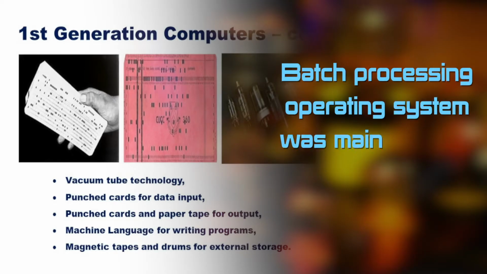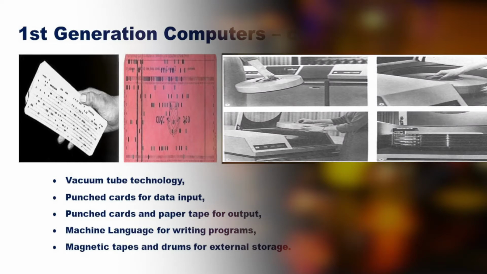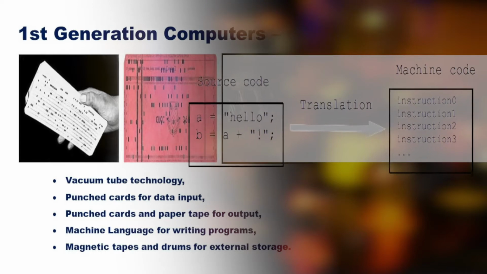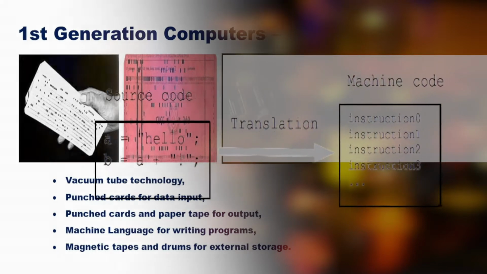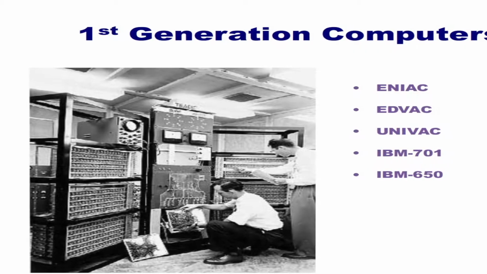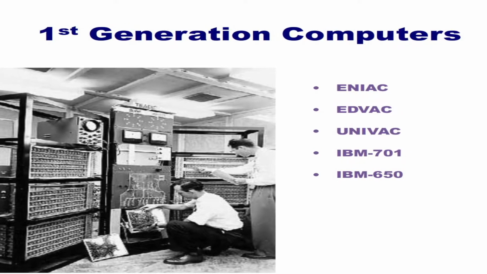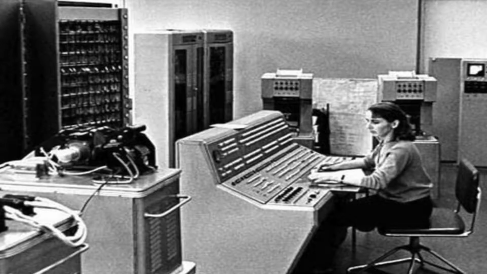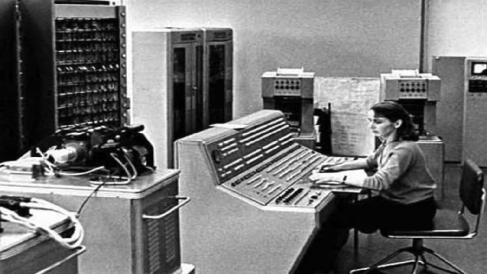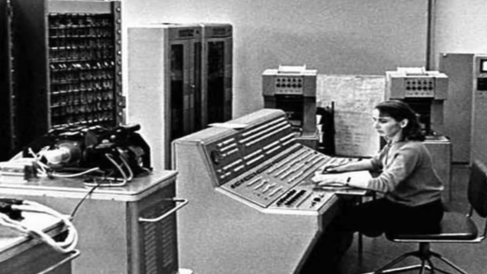In the first generation, mainly batch processing operating system was used. Punched cards, paper tape and magnetic tapes were used as input and output devices. The computers used machine code as the programming language. They were very bulky and emitted a large amount of heat, which required air conditioning. They were large in size and cumbersome to handle. They had to be manually assembled and had limited commercial use.